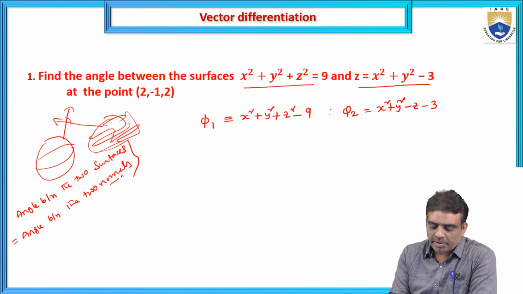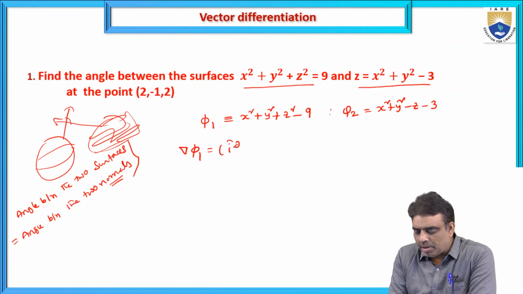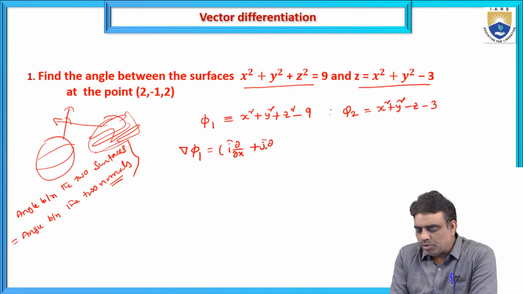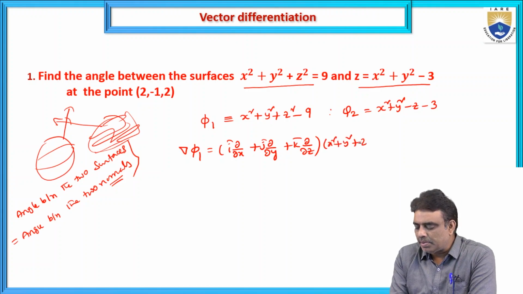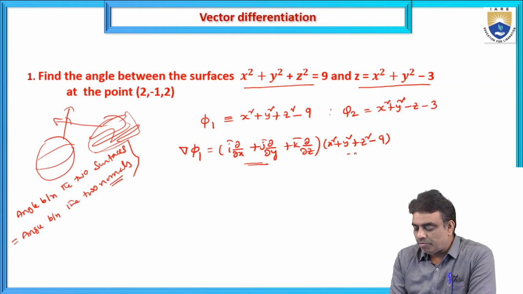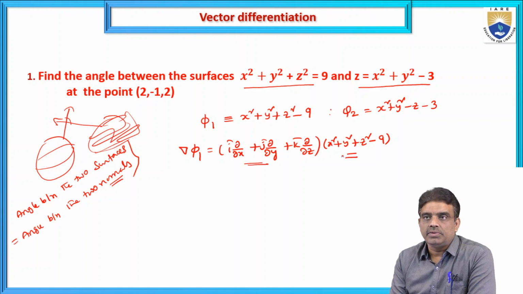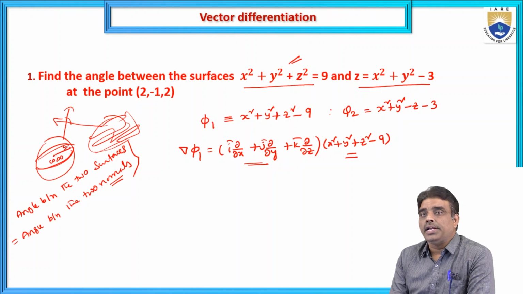Now how to find the normal vector to the surface? You need to calculate grad phi 1. What is grad phi 1? It is i bar dou by dou x plus j bar dou by dou y plus k bar dou by dou z of the function x square plus y square plus z square minus 9. Phi 1 is a scalar point function which is defined as a surface of the sphere whose center is at (0, 0, 0) and radius is equal to 3 units.